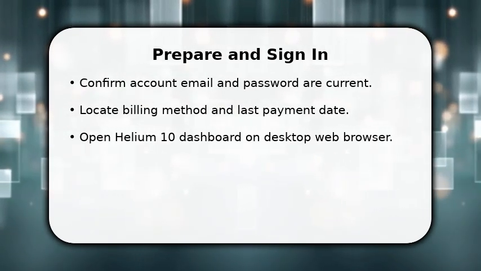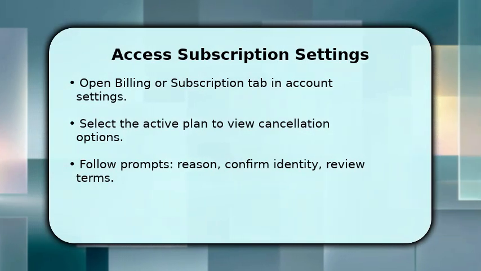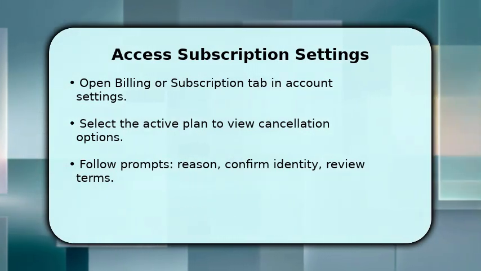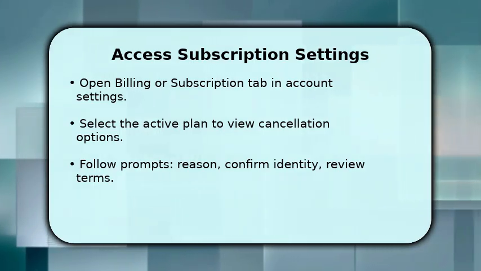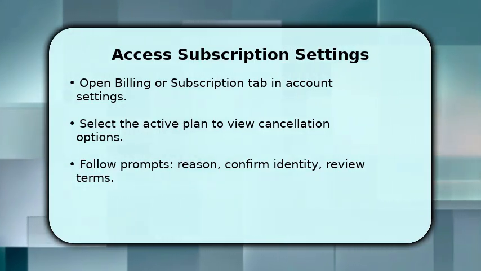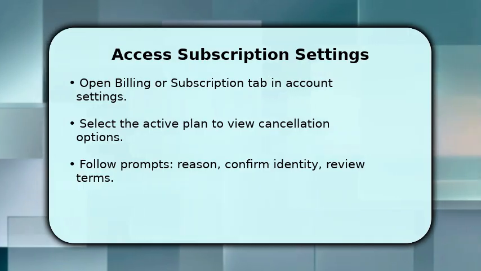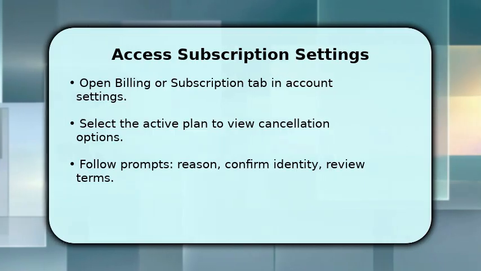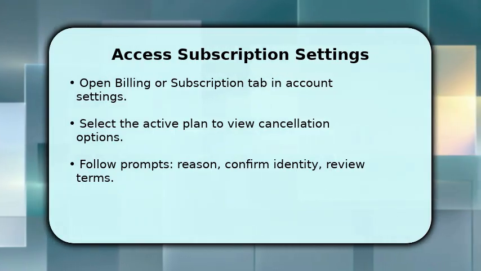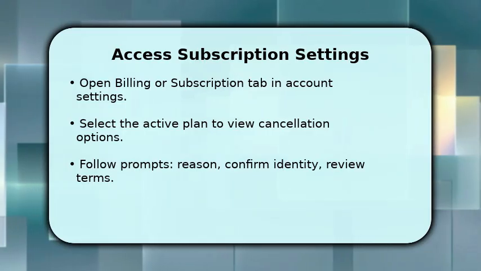Once in billing, click the active plan to reveal cancellation controls. Helium 10 typically requires a cancellation reason and identity confirmation to prevent accidental churn. Choose your reason from the list and complete any CAPTCHA or password prompt they request. Make sure to read any prorated refund policy or commit period. If you're on an annual plan, there may be different rules.